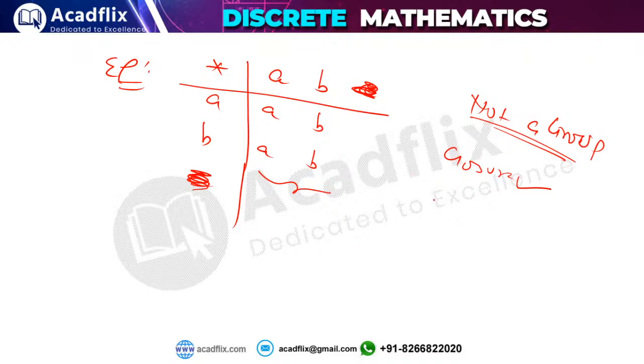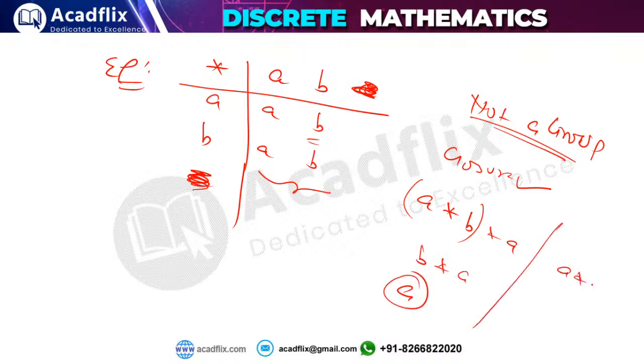Let's check whether the associative property is satisfied or not. Let's check (A star B) star A. If we do this, then A star B is equal to B. B star A is equal to A. So this will be our result. Then what is B star A? B star A is equal to A. What is A star A? A star A is equal to A.